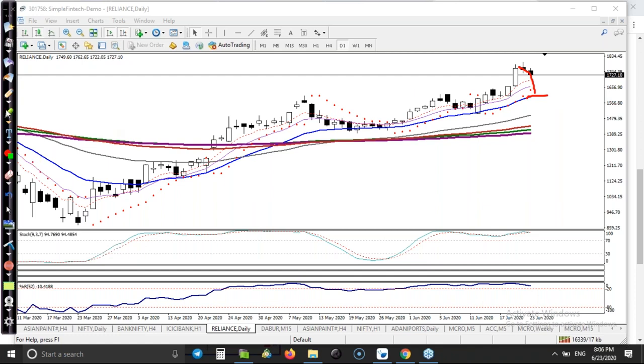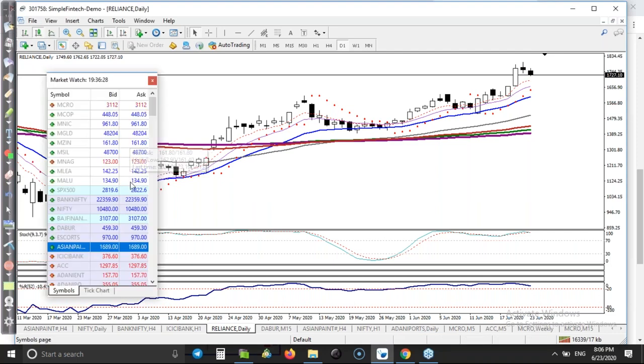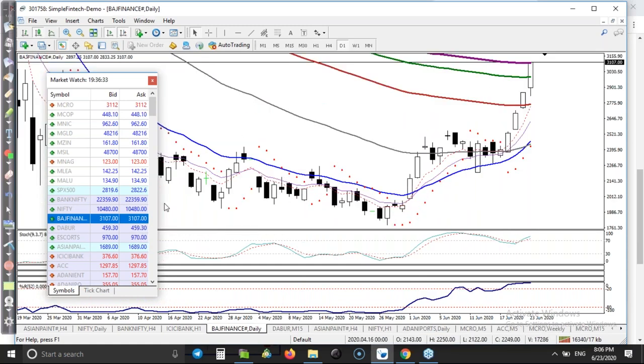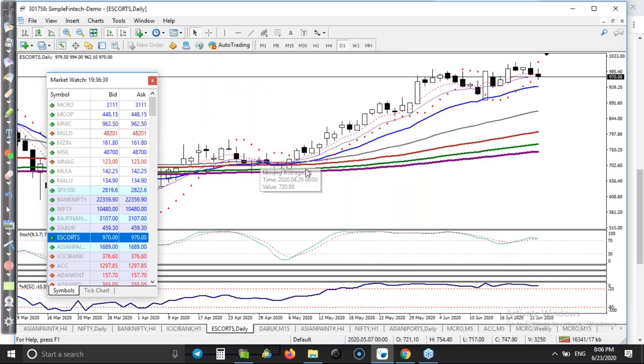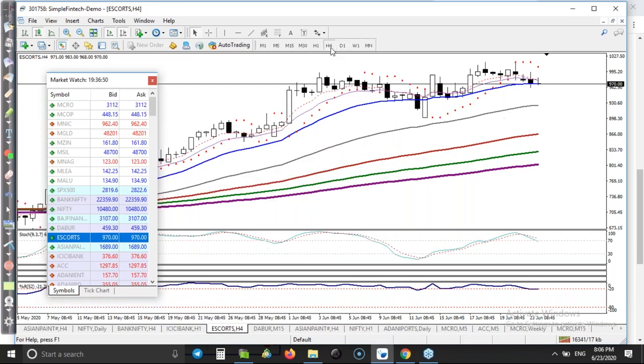Let's see another stock. Is there any overbought? I can't show exactly, so let's check it one by one. Is it running in uptrend or downtrend? Okay, this is Bajaj Finance. This is overbought and a double top. No, there is no trend. Escorts is running in an uptrend, bouncing from this area. Let's see in a 4 hour chart. We have seen a little more retracement in Escorts, so let me show you here.